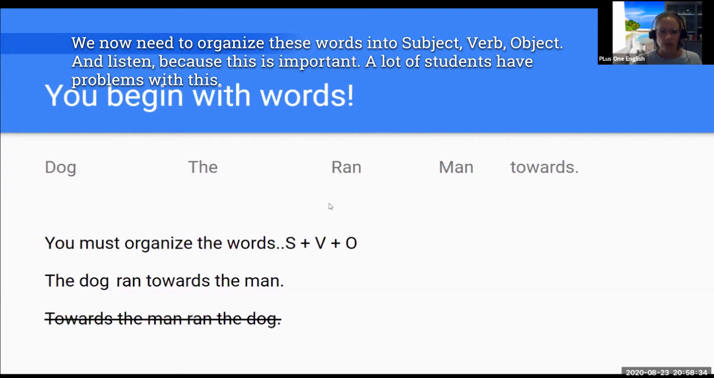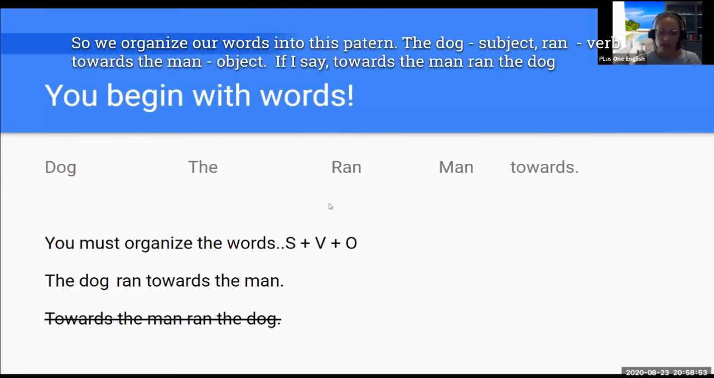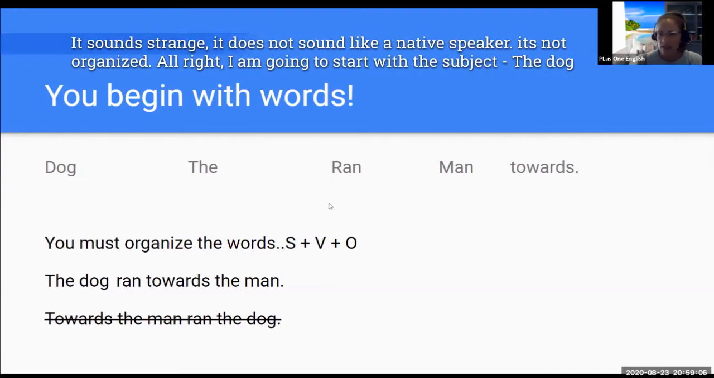We must organize the words subject, verb, object. Remember, I said that the English language follows this pattern very often. Not all the time, but very often. So we organize these words into this pattern. The dog, it's the subject. Ran is the verb. Towards the man, we're going to call it the object. Okay, so if I say, towards the man ran the dog, it sounds strange. It does not sound like a native speaker. It's not organized, all right?